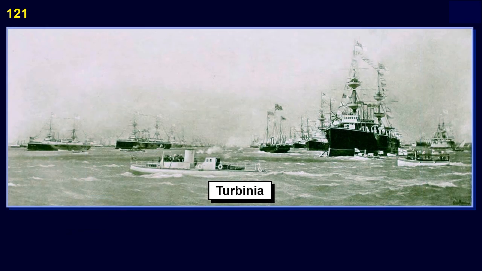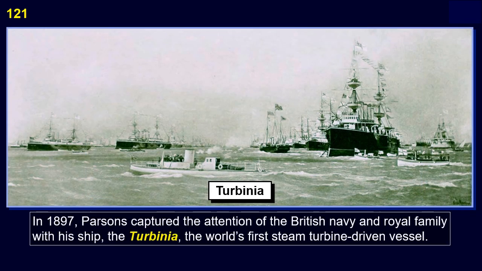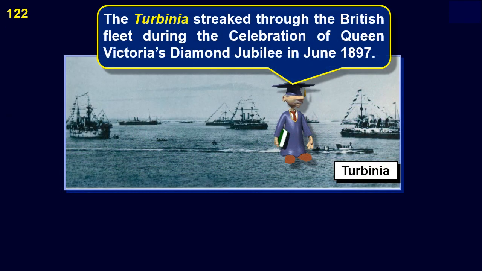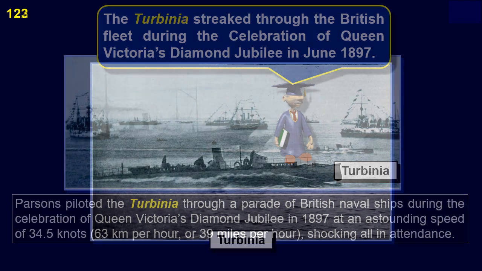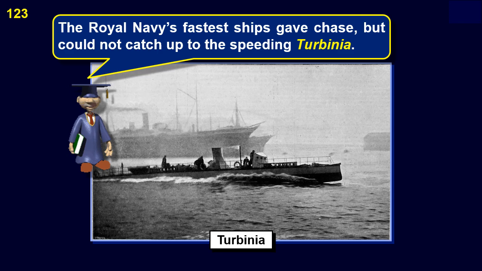In 1897, Parsons captured the attention of the British Navy and royal family with his ship, the Turbinia, the world's first steam turbine-driven vessel. Parsons piloted the Turbinia through a parade of British naval ships during the celebration of Queen Victoria's Diamond Jubilee in 1897 at an astounding speed of 34.5 knots, 63 kilometers per hour, or 39 miles per hour, shocking all in attendance. The Royal Navy's fastest ships gave chase, but could not catch up to the speeding Turbinia.